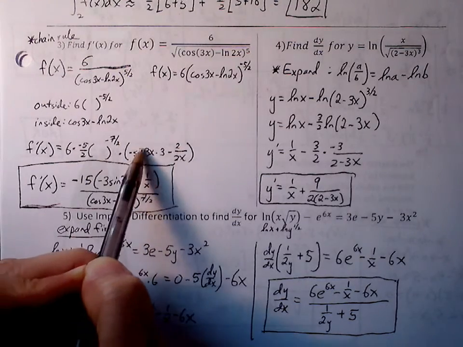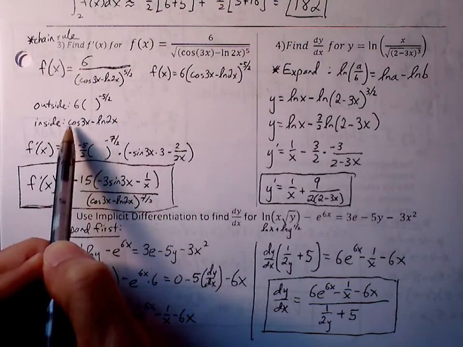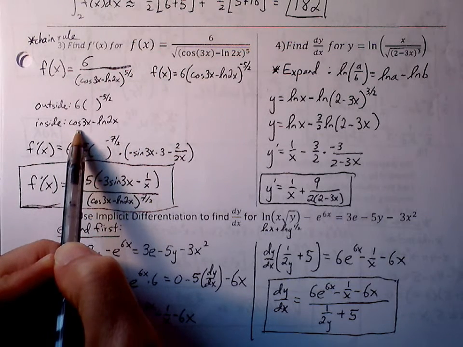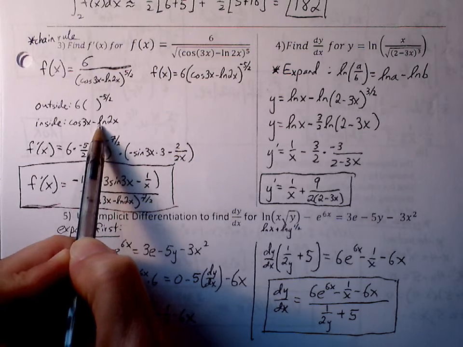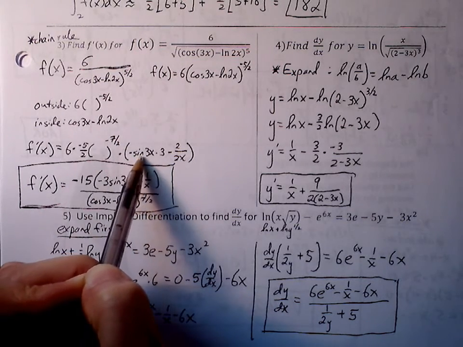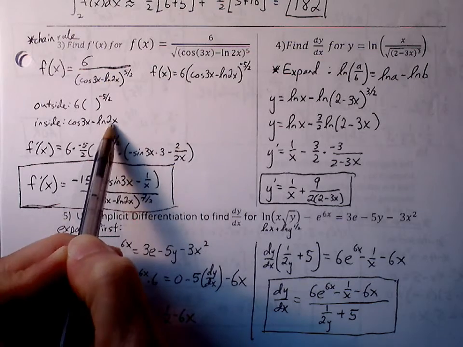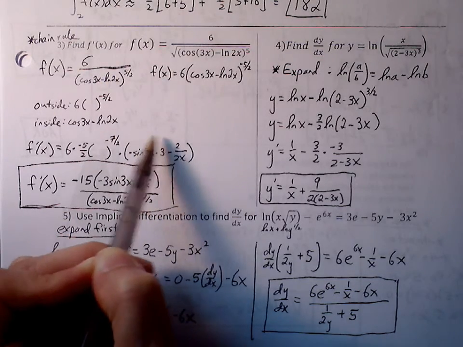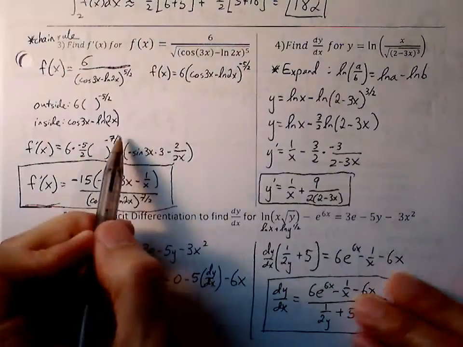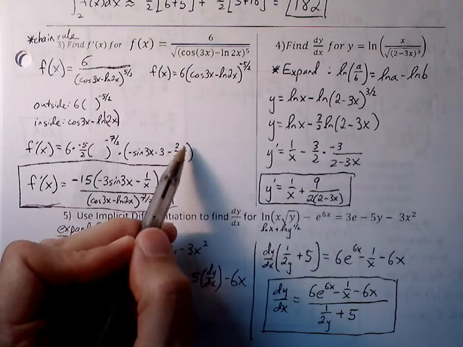Now we're moving on to the inside's derivative. Each of these has separate rules. Cosine becomes negative sine of u times u prime, and natural log of u becomes u prime over u. So cosine 3x becomes negative sine 3x times 3. And natural log of 2x, u prime over u, our u value is the 2x here. The derivative of 2x is 2, so 2 over 2x.